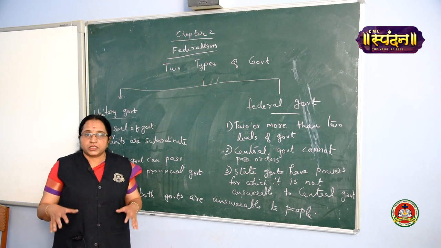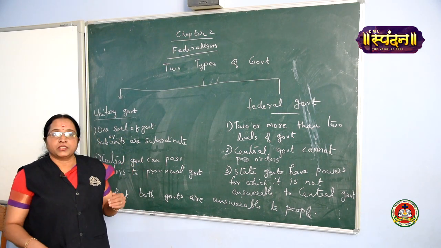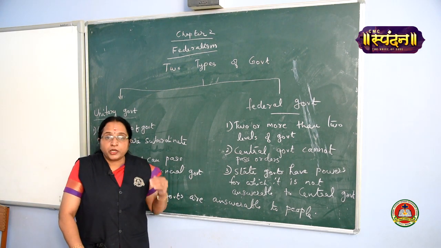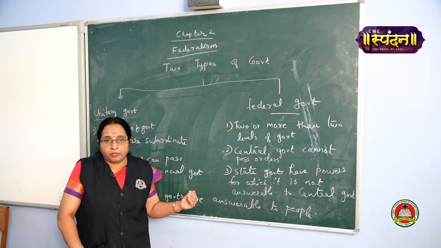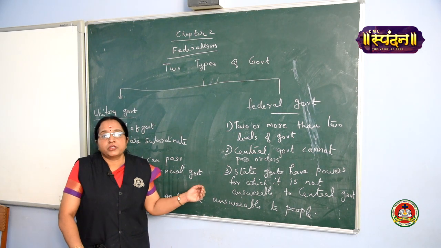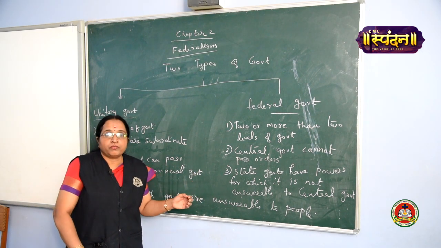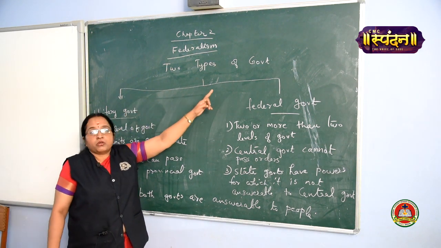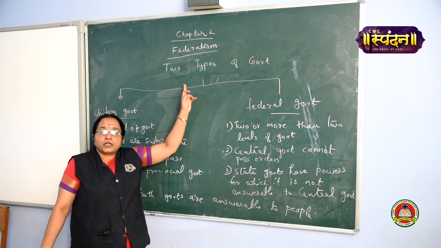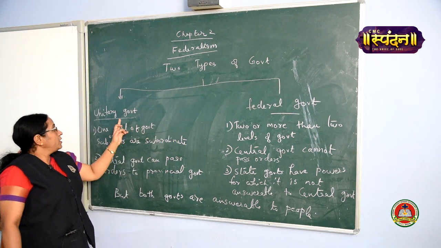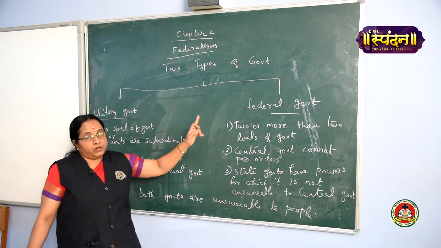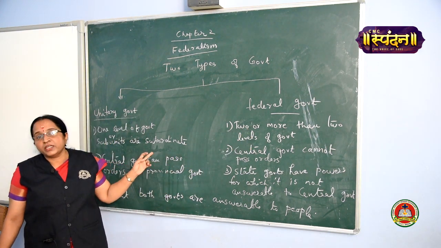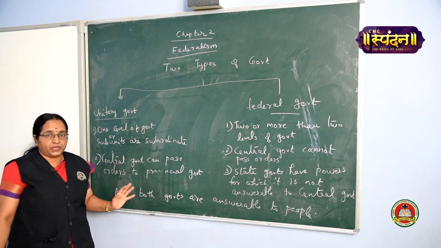Why is federalism adopted by the countries of the world? Mainly to reduce the power of the central government and to give some powers to the state government. When we talk about governments, there are 2 types of governments in the world. Which are the 2 types? One is unitary government, the other one is federal government. What is the difference between unitary government and federal government?